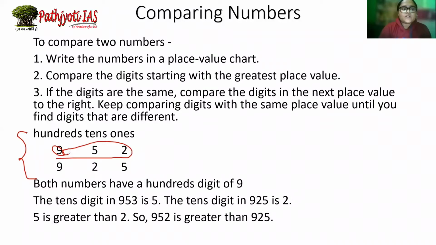Okay. So if a digit is the same, we compare the digits in the next place value to the right, and keep comparing digits in the same place value until we find a difference. Like in the example, we can see these two digits are the same, so we'll move forward to the tens place, and 5 and 2 are there. Between 5 and 2, 5 is greater. And it's mentioned here as well: 952 is greater than 925.